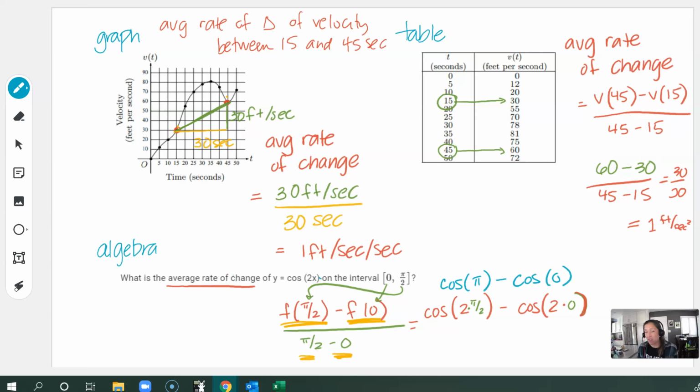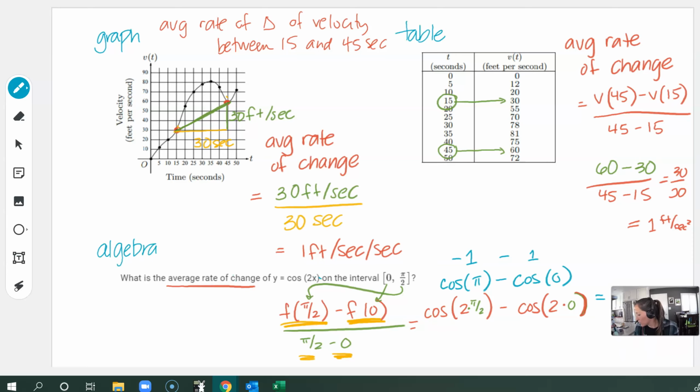We have to know a little bit about our graph or our unit circle or however we do it. I always think back to the graph. Cosine is the graph that starts at 1 and then goes down. So this is 1 at 0, and then pi over 2 is when we're at 0, and pi is when we're at negative 1. So we are at negative 1 minus 1. This whole numerator is negative 2.